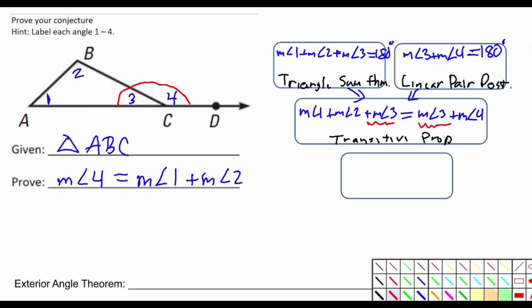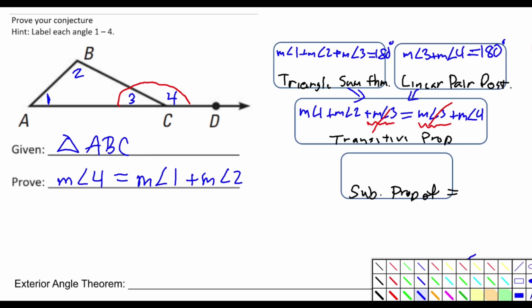All right, on the left side and the right side. So let's wrap this up. Let's just use the subtraction property of equality. What we're going to do is subtract the measure of angle 3 from both sides. These will end up canceling out. And what will you be left with?